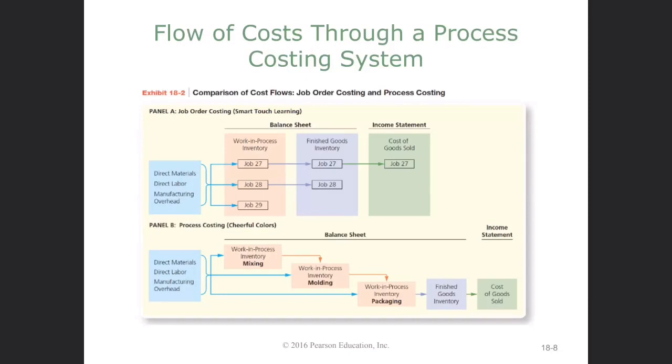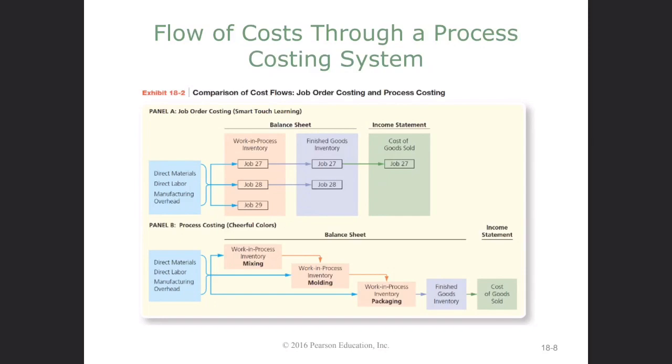Here is a diagram. We had a diagram similar to this last class. And you'll see here we've got our different jobs on here. So we've got job 27, 28, and 29. And this is just showing us the comparison of the flow of cost. So we have here in our panel A, the job order costing, and in panel B, we're looking at process costing.